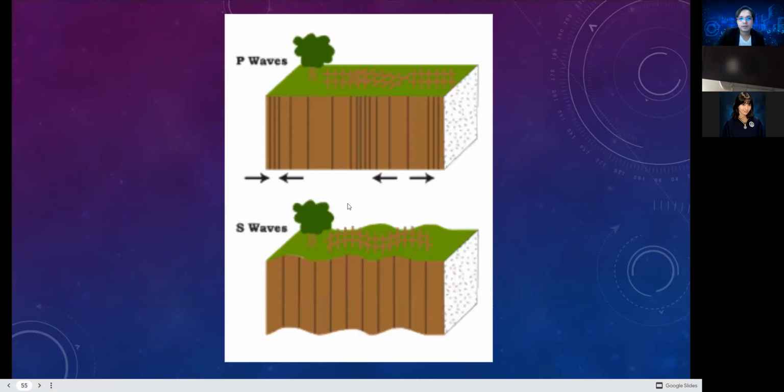If you look at the movement, the P wave is shaking. The P wave is moving left and right. The S wave is moving up and down.